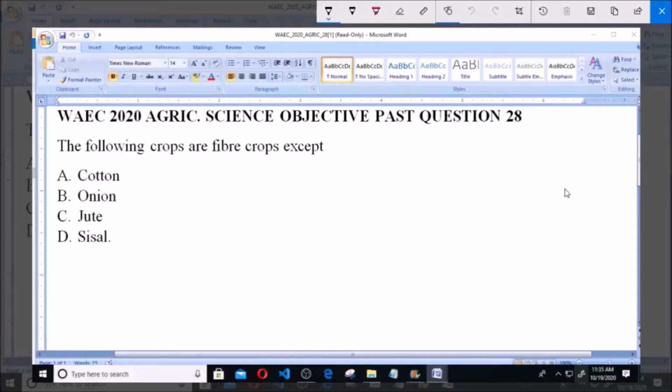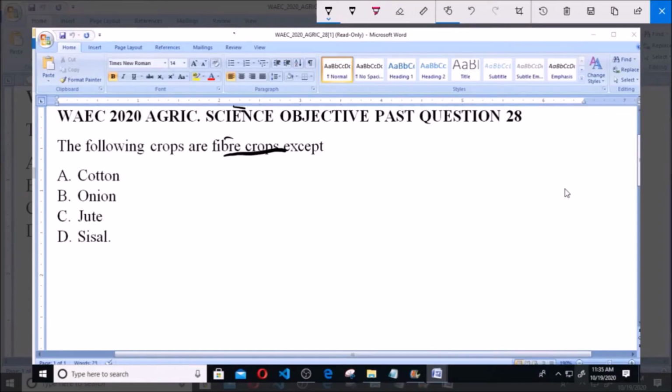The following crops are fiber crops except A. Cotton, B. Onion, C. Jute, D. Sisal. Now, the concept we are looking at here is fiber crops. Okay, fiber crops. And we're asked which amongst the options is not a fiber crop.